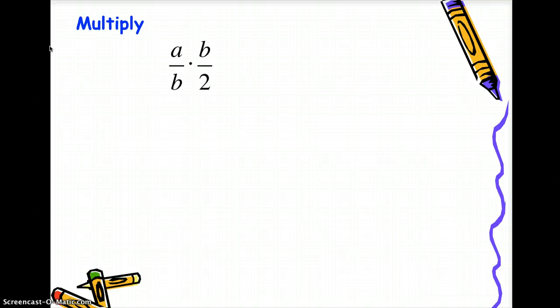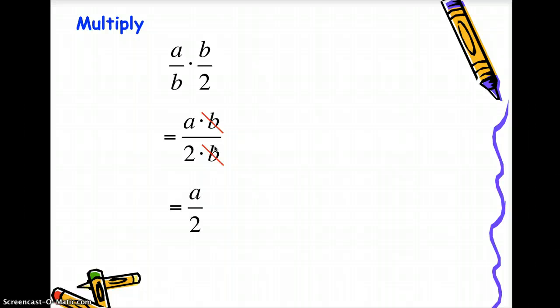First example, a over b times b over 2. Let's multiply it across, numerator times numerator and denominator times denominator. When we multiply, we can now see that we can cancel out because b divided by b is 1. So the simplest product is going to be a over 2.